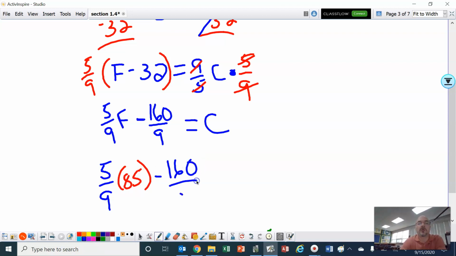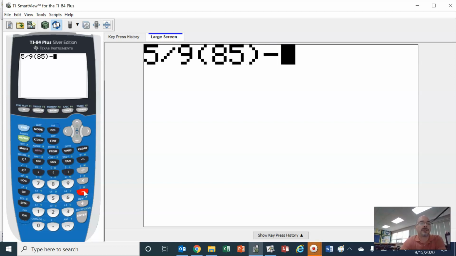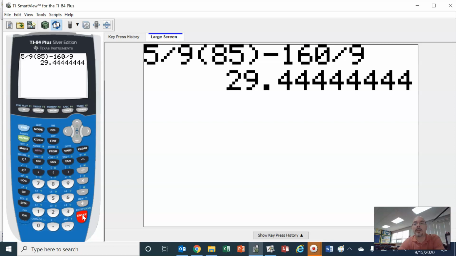Minus 160 over 9 equals C. All right, so I've got this lovely piece of technology, and I'm going to use it. I'm going to type in 5/9, use your divide sign, times the 85, ladies and gentlemen, and then minus the 160 over 9. And like magic, look at there, 29, and we're not going to convert this to a fraction. We just want to leave it like this, 29.4 degrees.